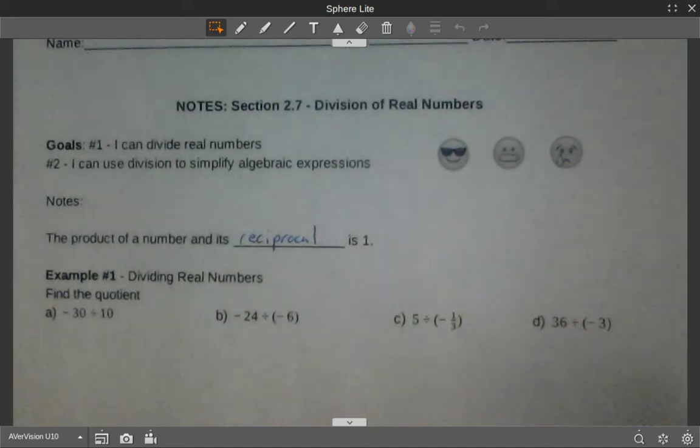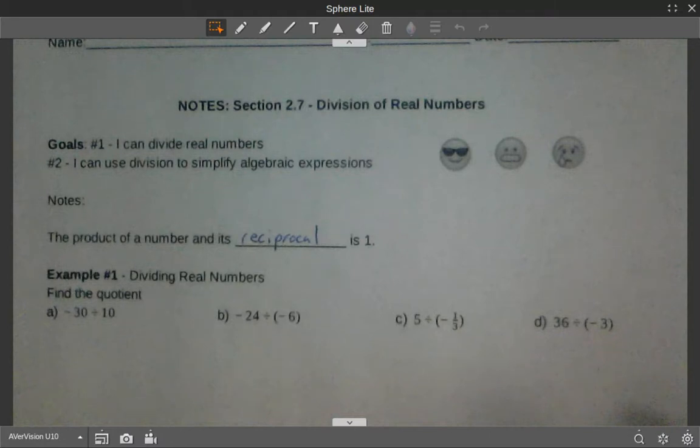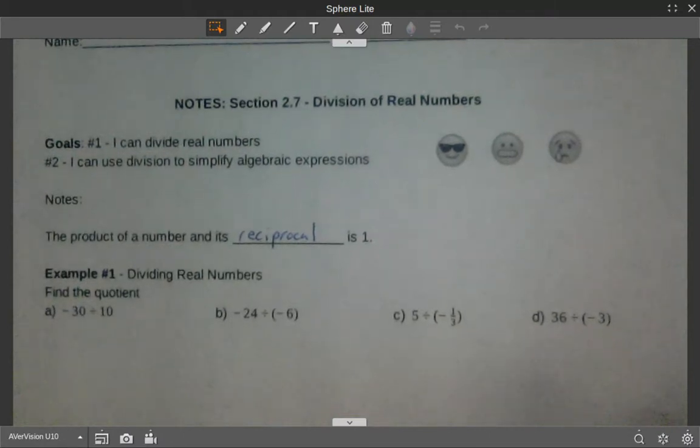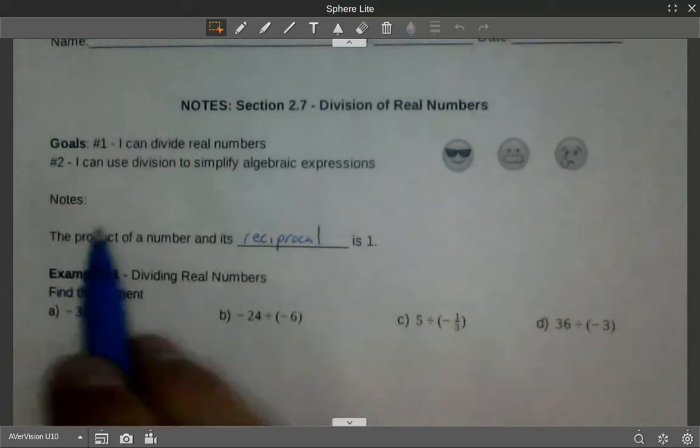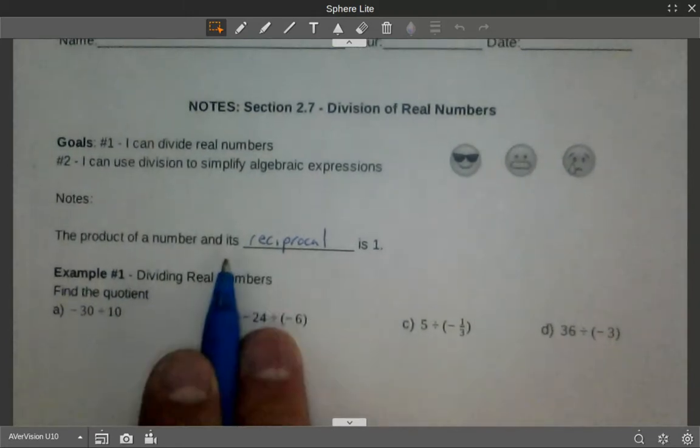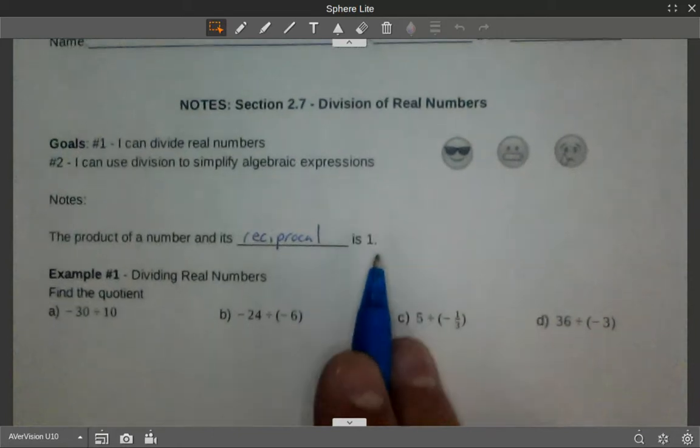All right, notes for section 2.7, division of real numbers. We have two goals. First, I can divide real numbers. And number two, I can use division to simplify algebraic expressions. Our notes are pretty short because it just says the product of a number and its reciprocal is 1.